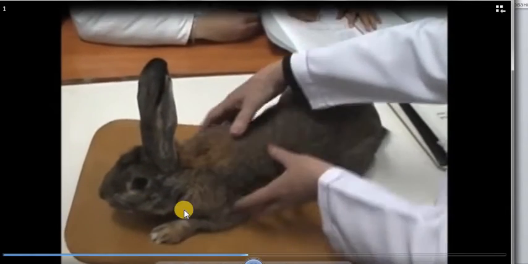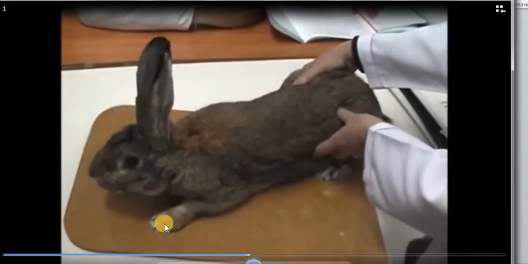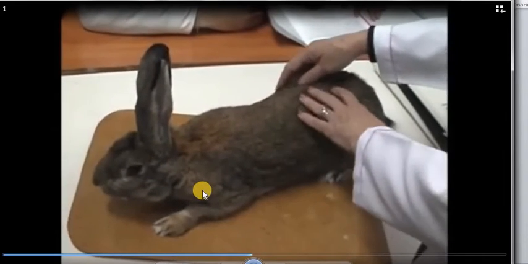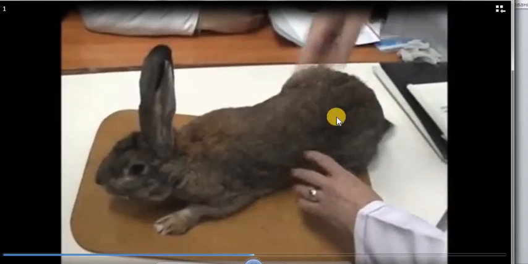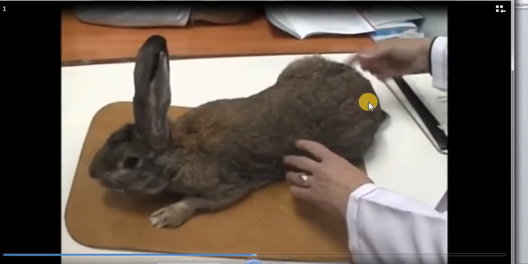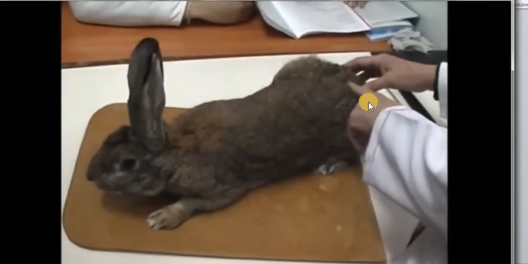First the head, the second the cranial limbs, and then the back side of the body.